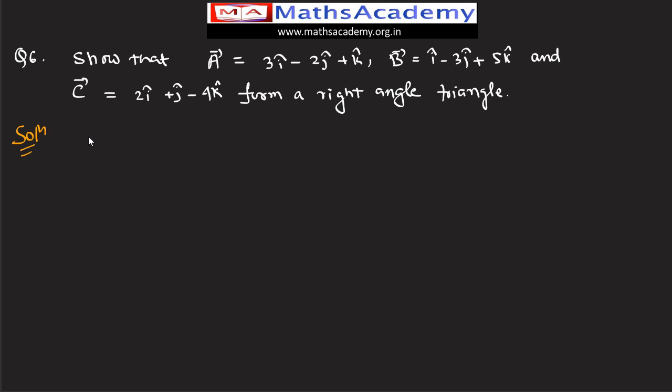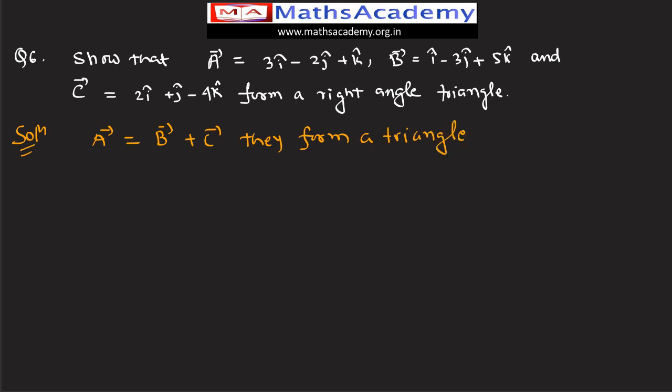Now here I notice that if I add b vector and c vector, then I really obtain the a vector. Since I am getting a vector as the sum of b vector plus c vector, I can say that they form a triangle. Now you have to show that this triangle is a right angle triangle.